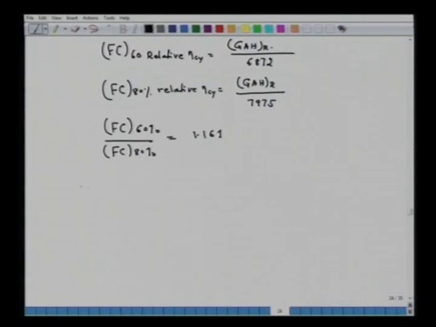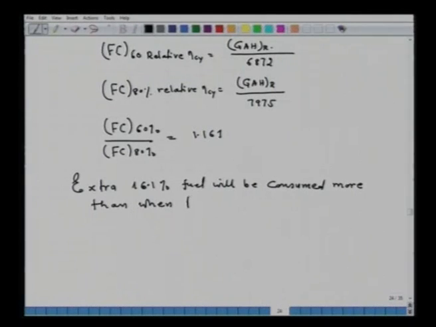So, straight away, 16.1% extra fuel will be consumed than when the relative efficiency is 80%. So, now you can understand the importance of a heat recovery device.